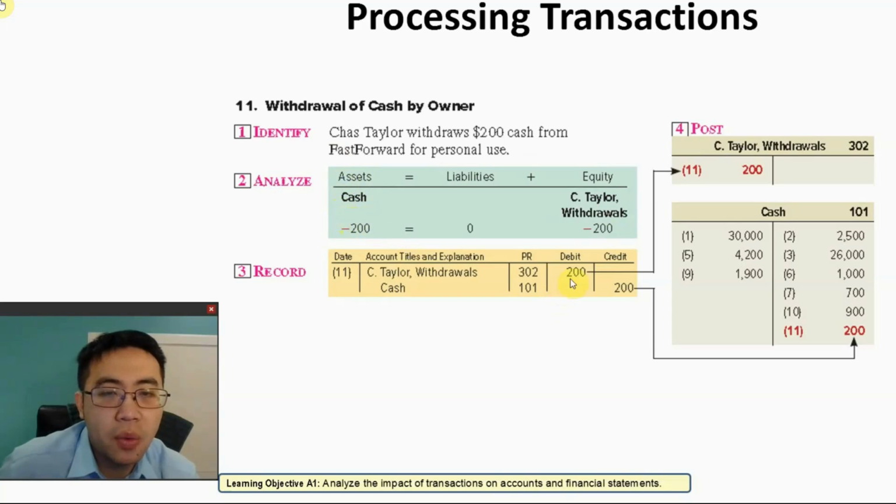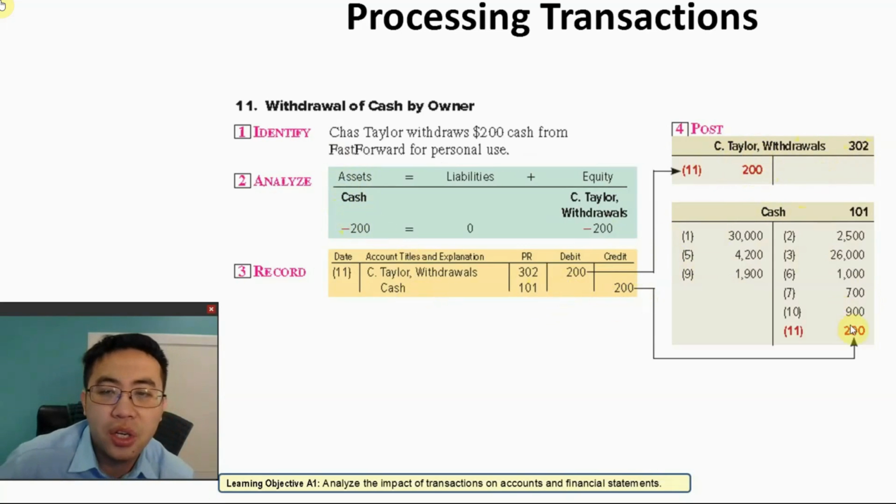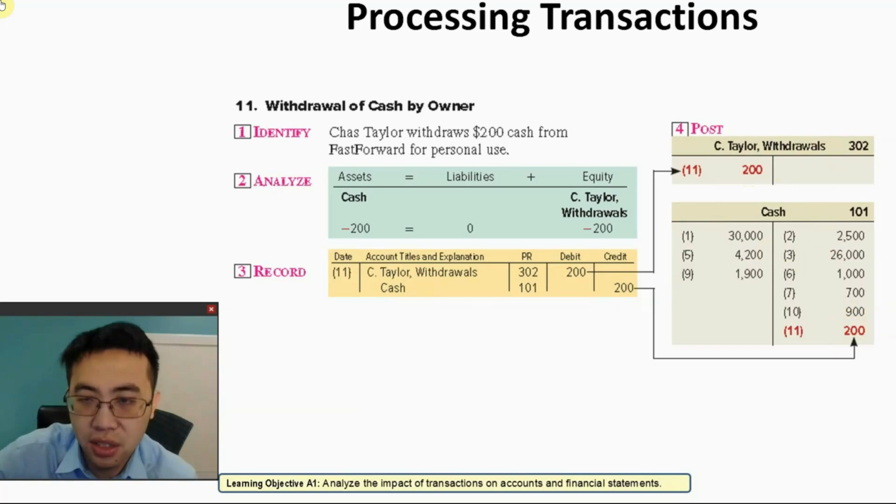And then since the equity deduction is a debit, and when cash is reduced, that's a credit. And this is your first general ledger for withdrawals. So right here it is 200 debit, all right, and that's another cash activity together with all the others. So that's another 200 deduction of your cash. That's a credit.